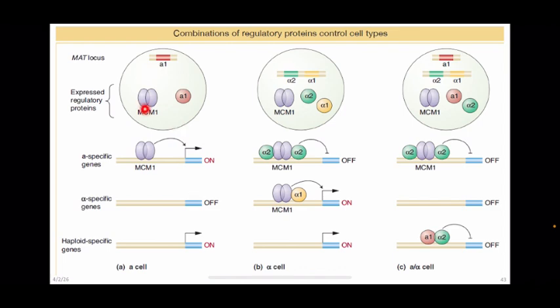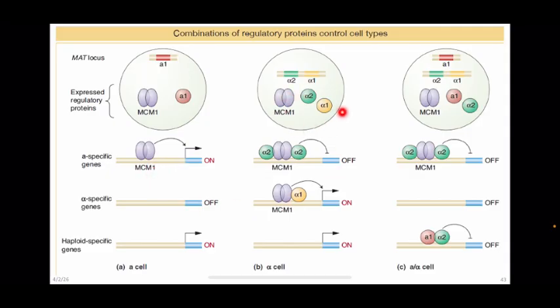So you realize an A type cell will have a MAT A locus, and the MAT A locus is going to encode this protein A1. But we said A1 is not responsible for determining whether the cell is going to be A or not. It is MCM1 that will bind to A specific genes and turn them on, making the cell A.